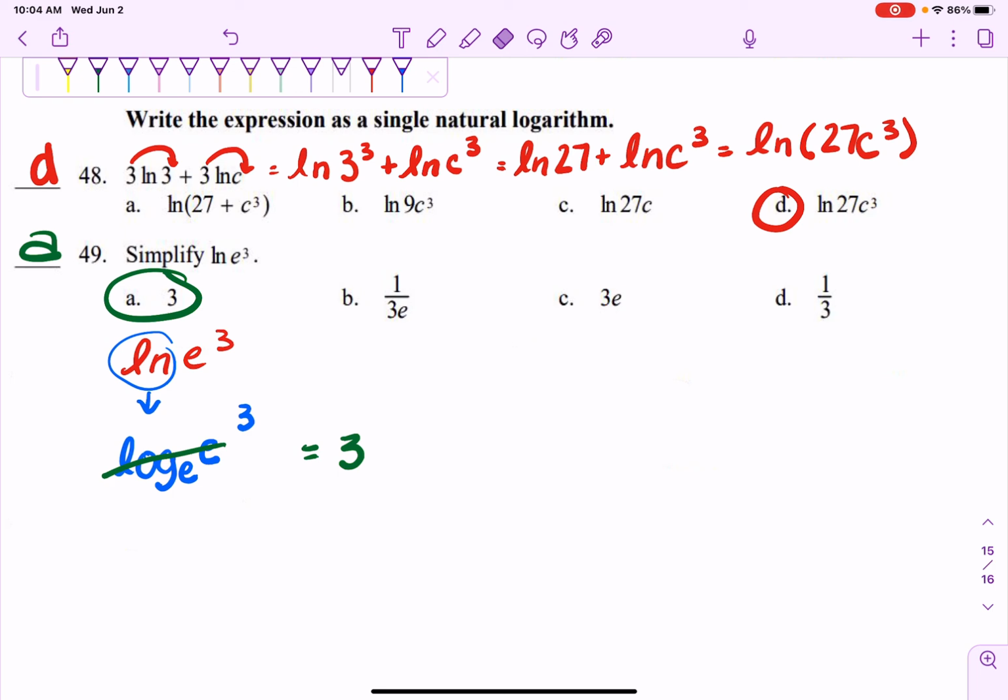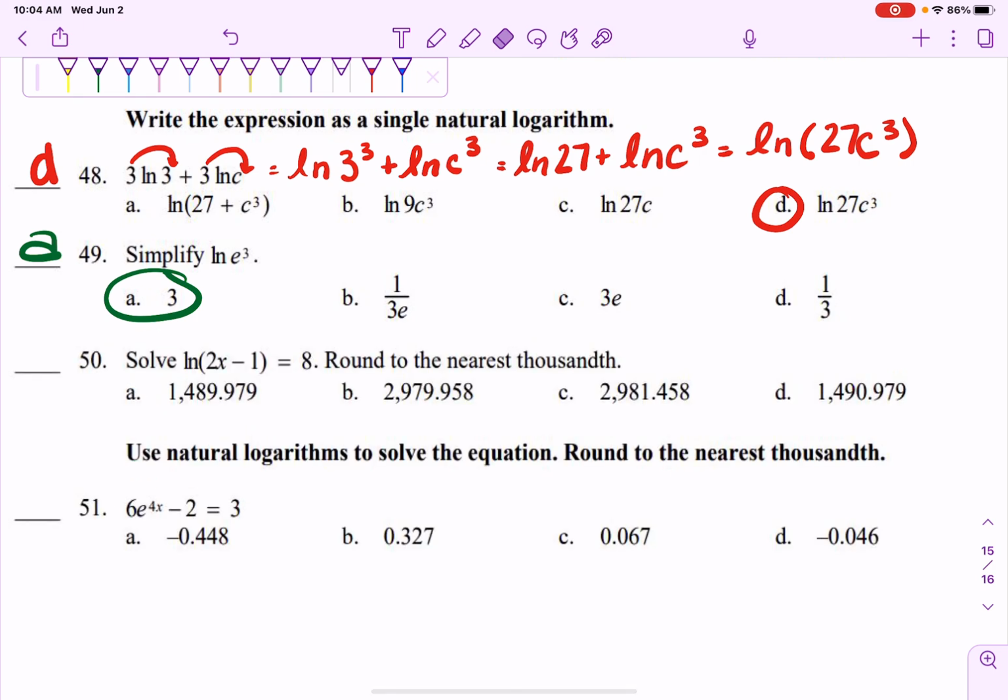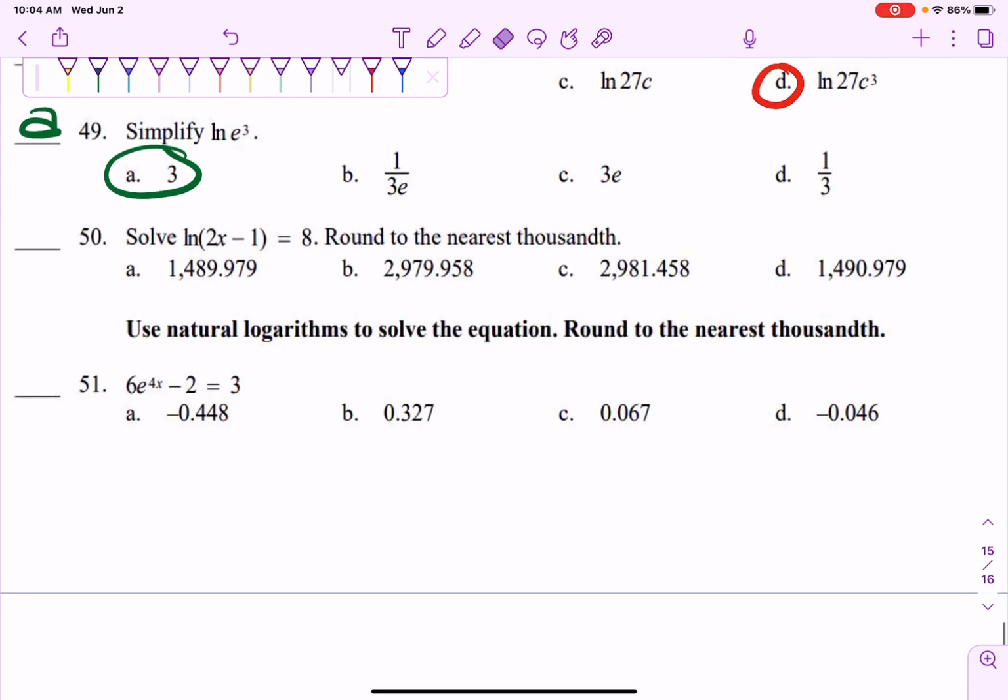If you don't remember that part, that is a little piece that we use to solve. Just got to go back and review that a little bit. Okay, almost done, guys. This and one more.